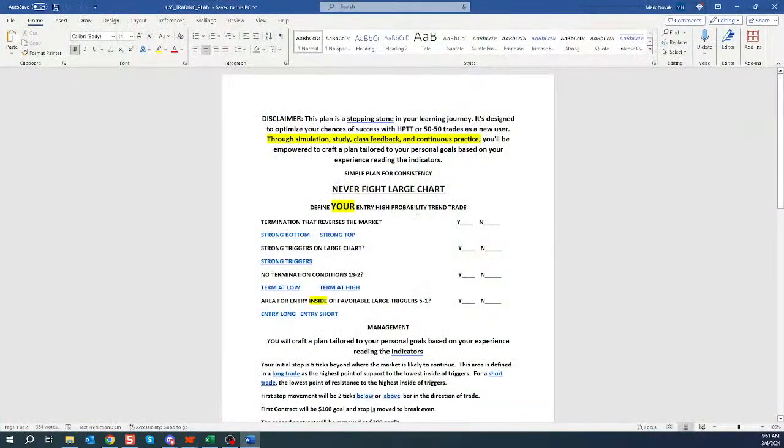Sim is laser tag. I like that, Gary. Sim is laser tag and live is real ammo. So guys, I'm going to give you the KISS plan right now, and this KISS plan does a lot for you, and we're going to go through it.